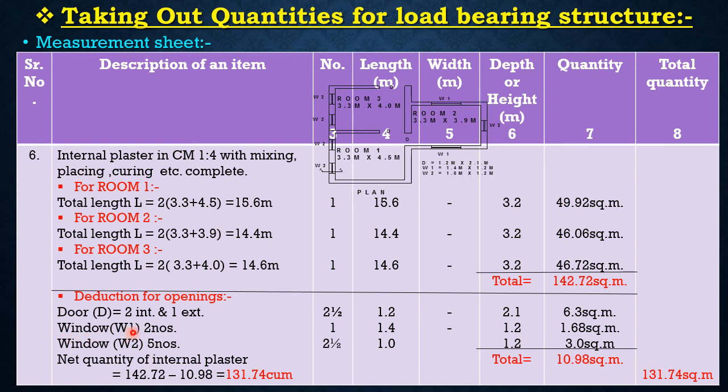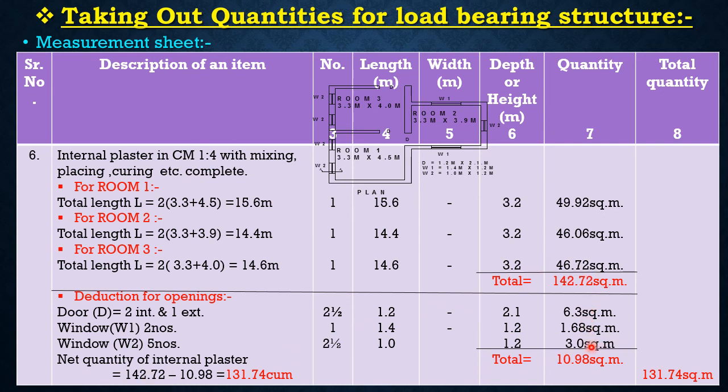Then windows W1. This is W1. There are two numbers of W1 windows. Here also consider internal half and half. So number is 1, then length is 1.4, height is 1.2, then quantity is 1.68 square meter. Then windows W2 is 5 numbers, 1, 2, 3, 4 and 5. So we consider 2.5. Then length is 1, height is 1.2, then quantity is 3 square meter.